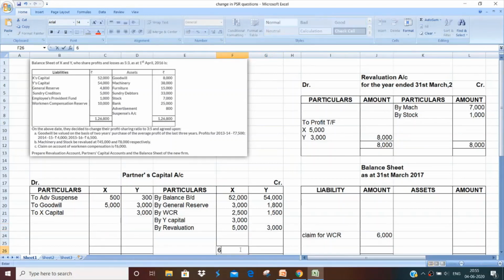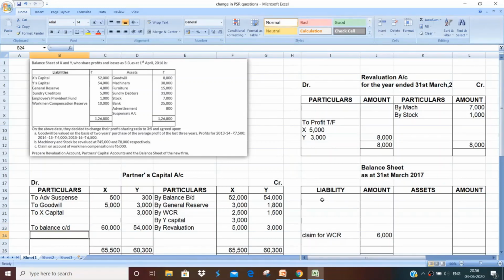The credit side total is 65,500 for X, and for Y it is 60,300. So the same amount of total will be mentioned on the debit side also. Then we find out the balancing figure by subtracting the debit side from this, and our balancing figure comes out to be 60,000 for X and 54,000 for Y. So to balance, carried down as you normally do. So our partner's capital is done.